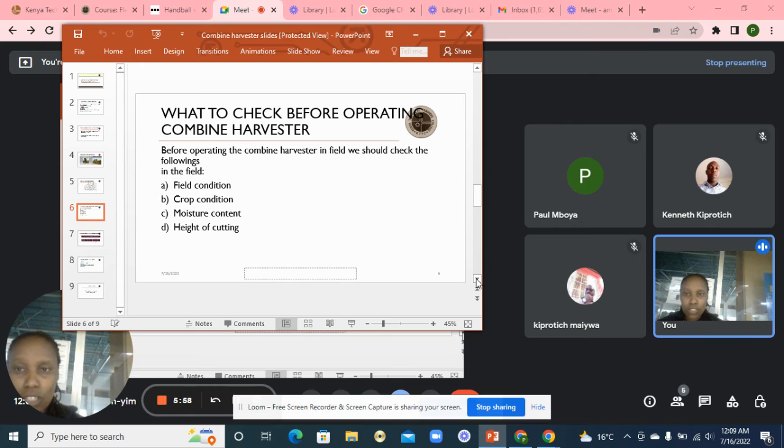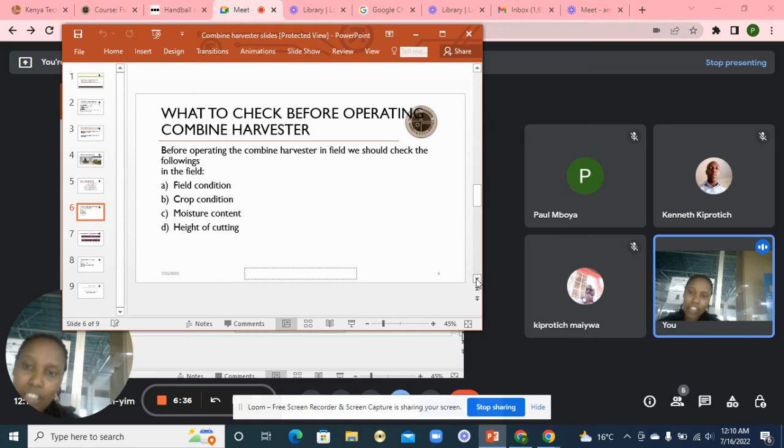So we are going to see now what to check before operating a combine harvester. Always before operating the combine harvester in the field, you should check the following. We have the field condition. You have to see the condition of the field. It should be flat. There should be no stumps in the field. And then the crop condition. When you're harvesting a crop, you see the moisture content or the type of crop. Maybe it's maize, wheat or what? Sorghum. So you see the crop condition, the moisture content. Is that crop mature enough to be harvested?